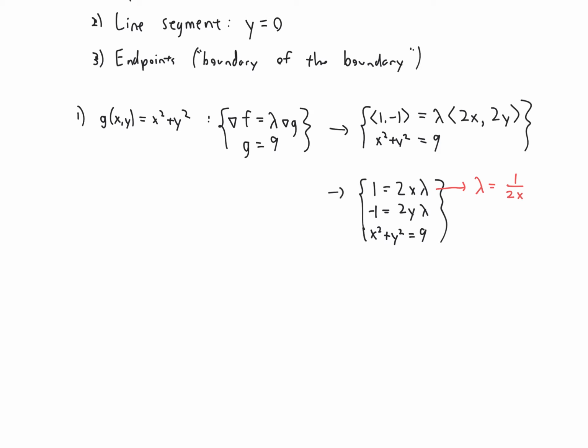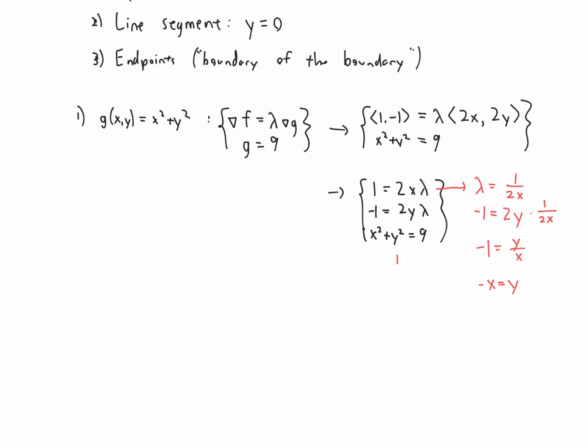One thing that we often do in algebra when we're solving a system of equations is solve for one of the variables in one of the equations, then plug it in. So solving the first equation for lambda, I get lambda equals 1 over 2x, and I'll plug that into the second equation. Then, doing a little bit of algebra here, I see that negative 1 equals y over x, or that y equals negative x.